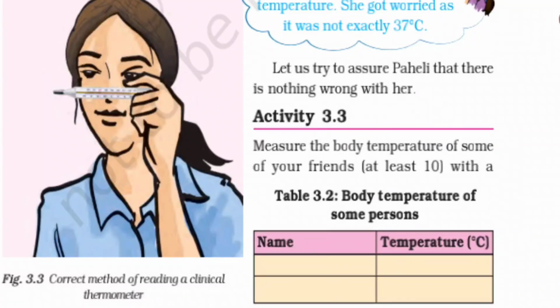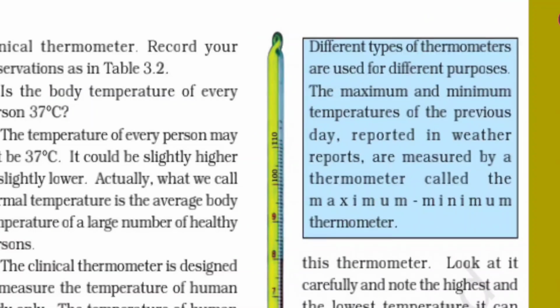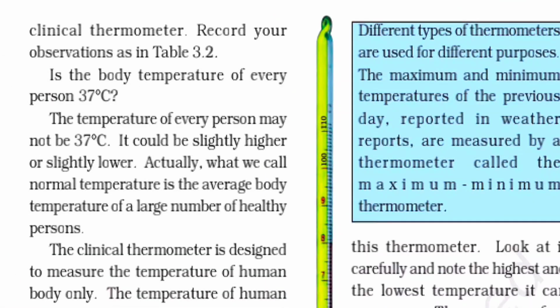Let us try to assure Paheli that there is nothing wrong with her. Activity 3.3. Measure the body temperature of some of your friends with a clinical thermometer. Record your observations as in Table 3.2. Is the body temperature of every person 37 degrees Celsius? The temperature of every person may not be 37 degrees Celsius. It could be slightly higher or slightly lower. Actually, what we call normal temperature is the average body temperature of a large number of healthy persons.